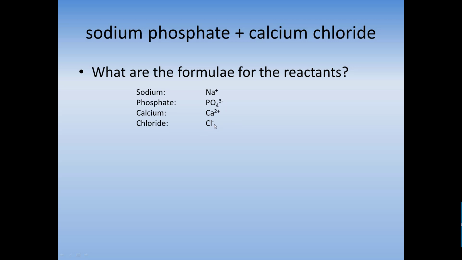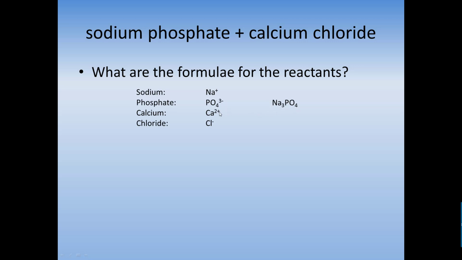Okay, so now we can put these things together to form our reactants, starting with sodium phosphate. Since phosphate has a 3- charge and sodium has a +1 charge, it's going to take 3 of the +1 charges to cancel the 3- charges from phosphate. And so sodium phosphate has the chemical formula Na3PO4. 3 sodium ions, 1 phosphate ion.